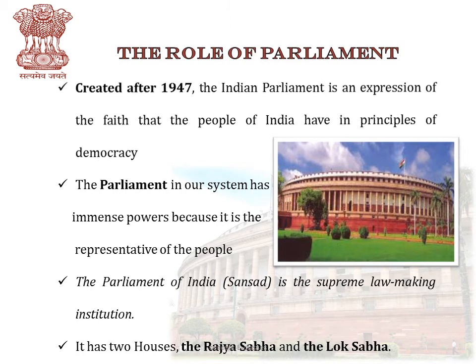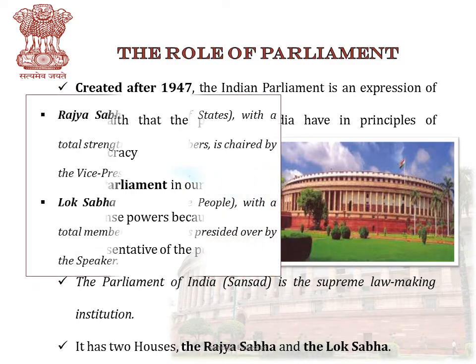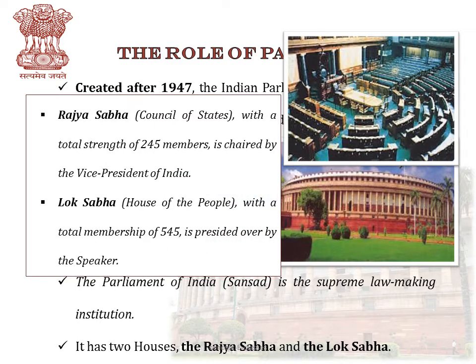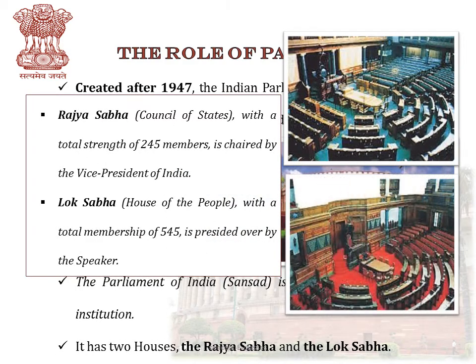Now, the Indian Parliament, created after 1947, is an expression of faith that the people of India have in the principles of democracy. So, the Parliament has immense powers because it is a representative of the people. The Parliament of India, Sansad, is the supreme law-making institution, and it has two houses, the Rajya Sabha, also called the Council of States, and the Lok Sabha, which is the House of the People.